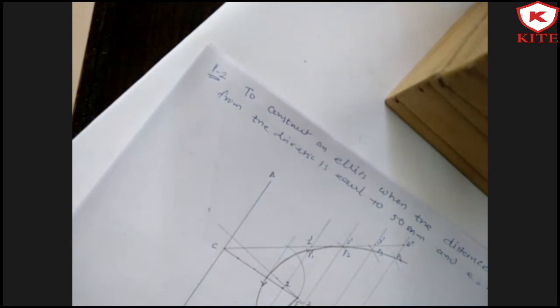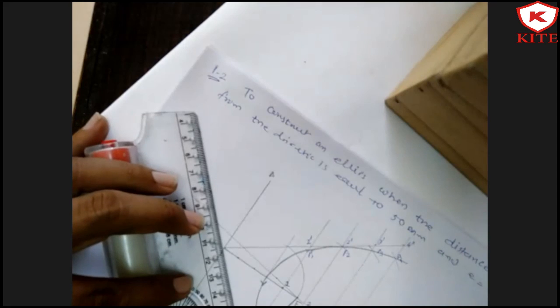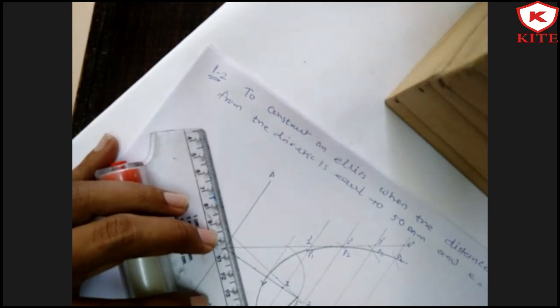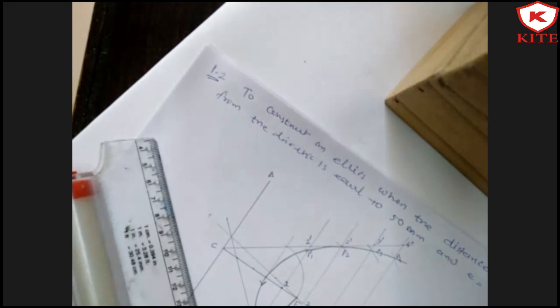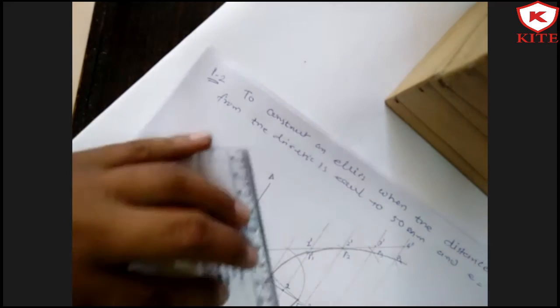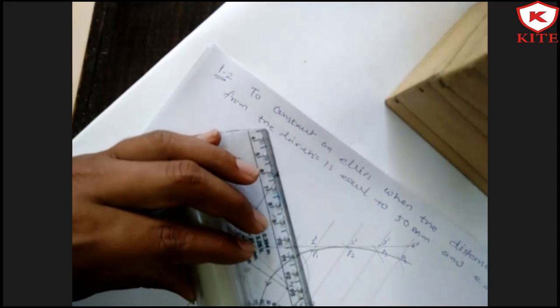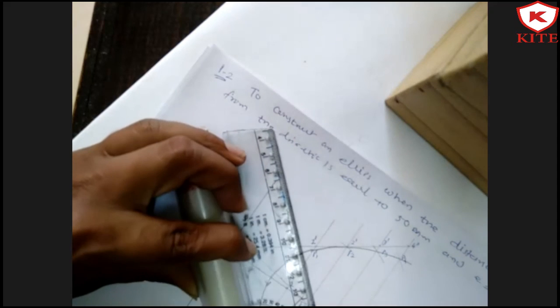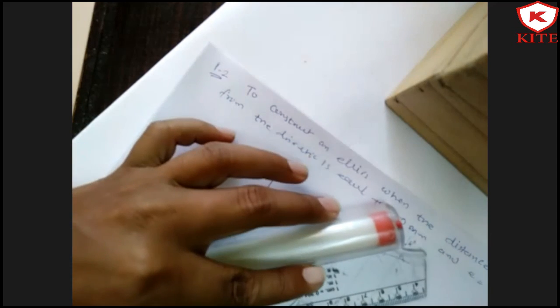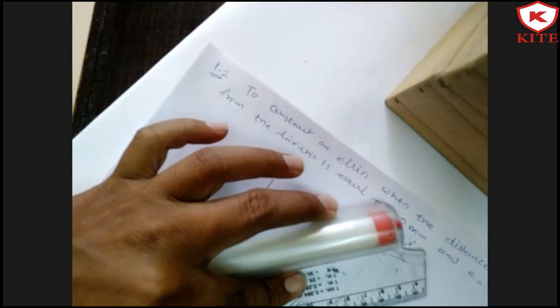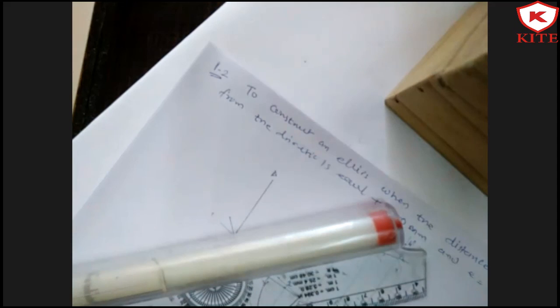Now draw the points from which is intersecting at AB to the point P. Now this is normal of this curve. Now draw a line which is perpendicular to this line. This is tangent of this curve.